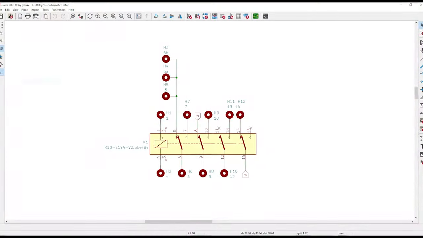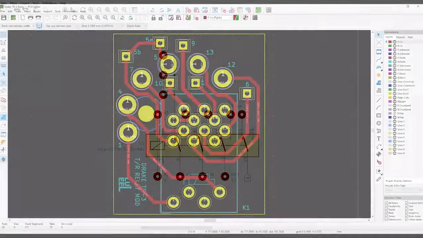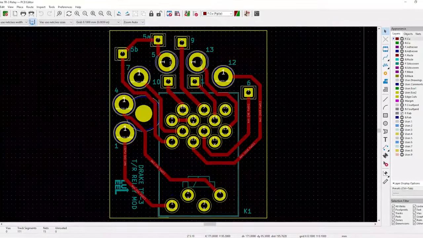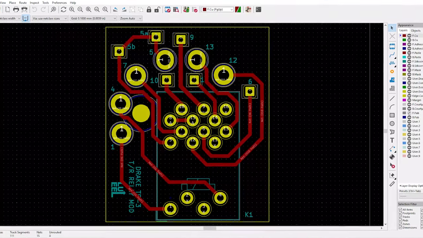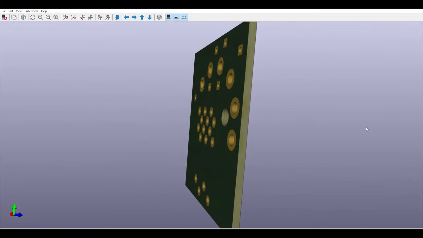So I whipped up a design in KiCad. It was not very hard at all to reverse engineer the board and figure out the exact hole spacing for the relay. That relay is still available today, and so is the socket, so I had the footprint to use.